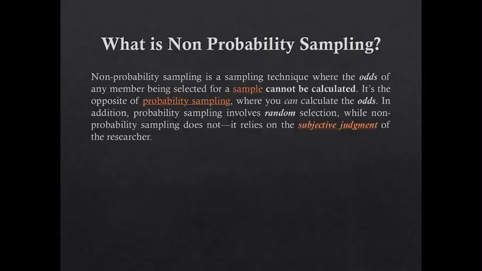On the other side, non-probability sampling is the opposite of probability sampling. In this, there is no known population, and not every person has an equal chance of being selected. In these sampling techniques, the odds of any member being selected for a sample cannot be calculated. That is why it is called non-probability. Non-probability sampling does not rely on objective judgment; rather, it relies on subjective judgment for drawing a sample from the population, which again is not a known population.